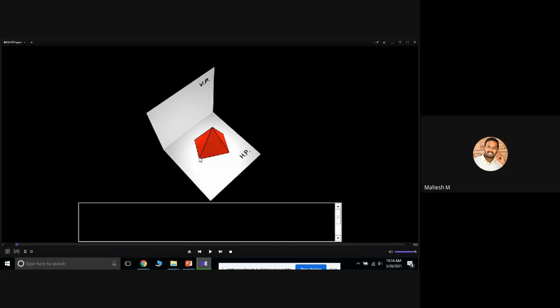So here you can see this. It is a triangular face. So for a square or rectangular pyramid, we will be having 4 triangular faces. Okay. If it is a pentagonal pyramid, we will be having 5 triangular faces. If it is a hexagonal pyramid, we will be having 6 triangular faces. So this particular edge is called the generator.